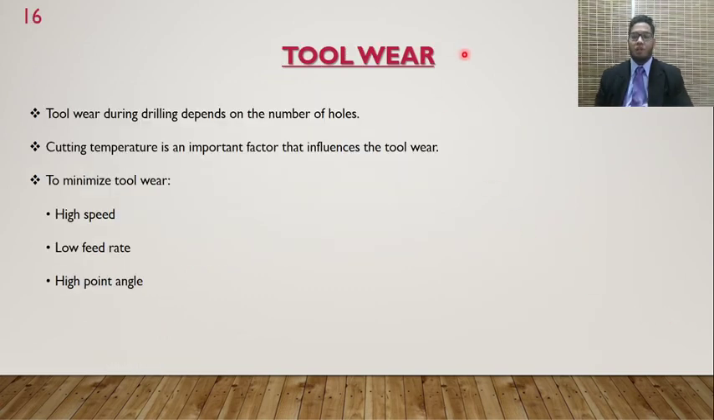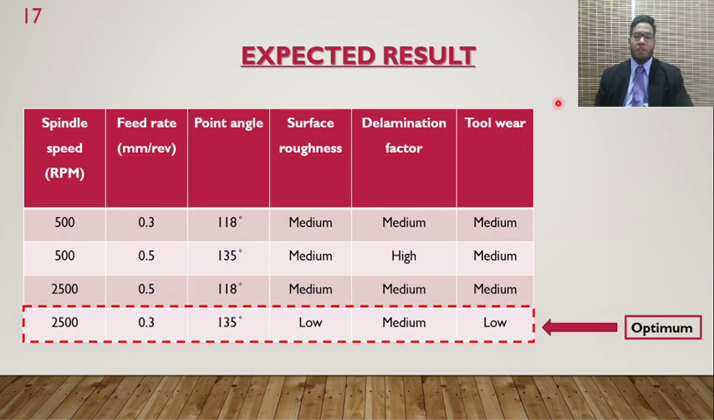Next, tool wear. Tool wear refers to the bluntness of the cutting tools after being used many times. And cutting temperature is an important factor that influences the tool wear. The high cutting temperature will cause an increase in tool wear. And to minimize the tool wear, we can drill the NFRP composites with high speed, low feed rate, and high point angle. This table shows the expected result in this experiment.